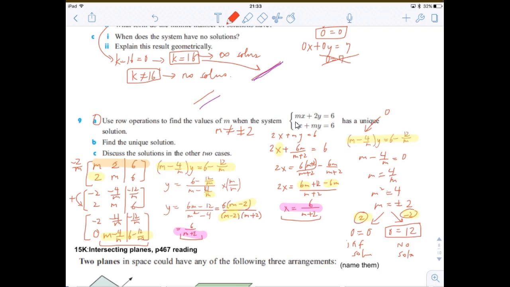Okay, the other two cases would be these solutions here. So, okay, when m equals 2, then we have infinite solutions. When m equals negative 2, we have no solutions.